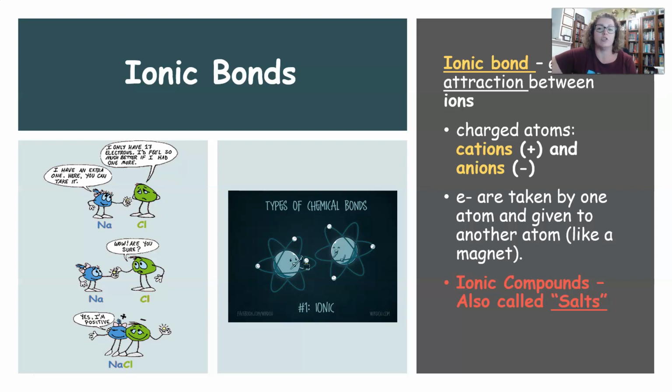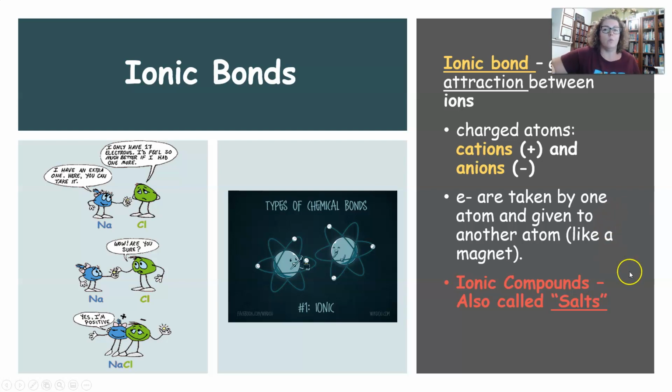So an ion is a charged atom. And there's two types of charged atoms. You have cations and anions. The cations will always form positive charges, and the anions will create negative charges. So the electrons are taken by one atom and given to another. It's kind of like a magnet, north and south pole.